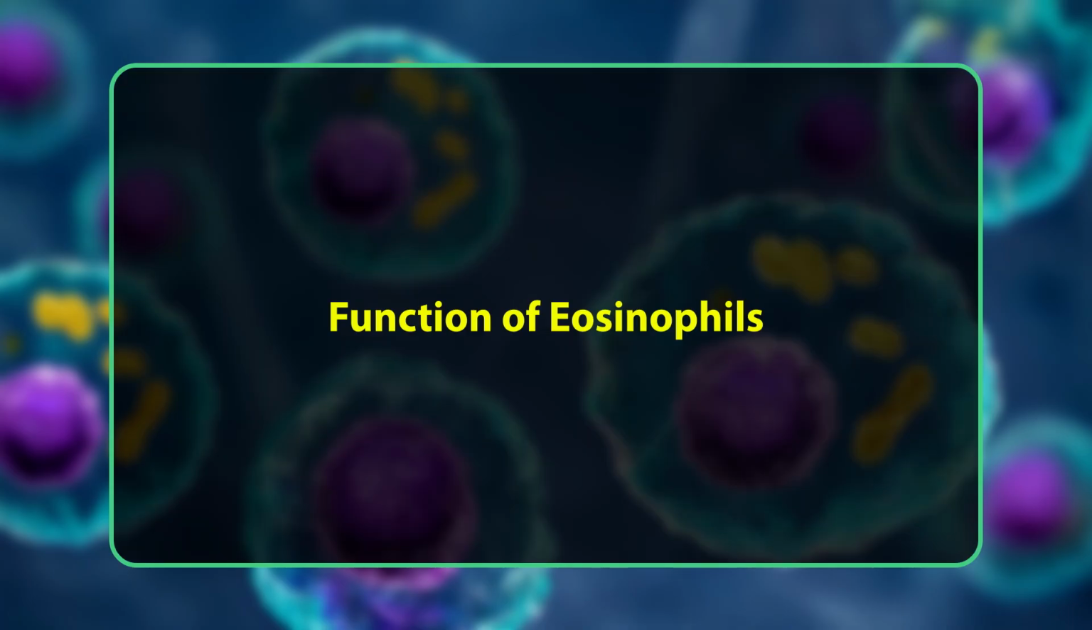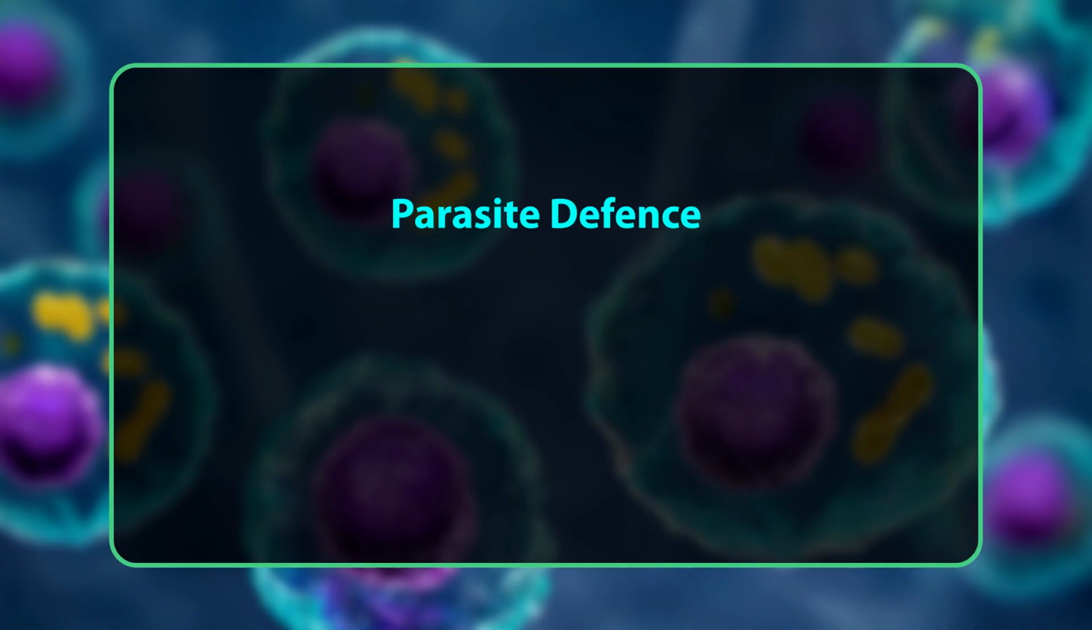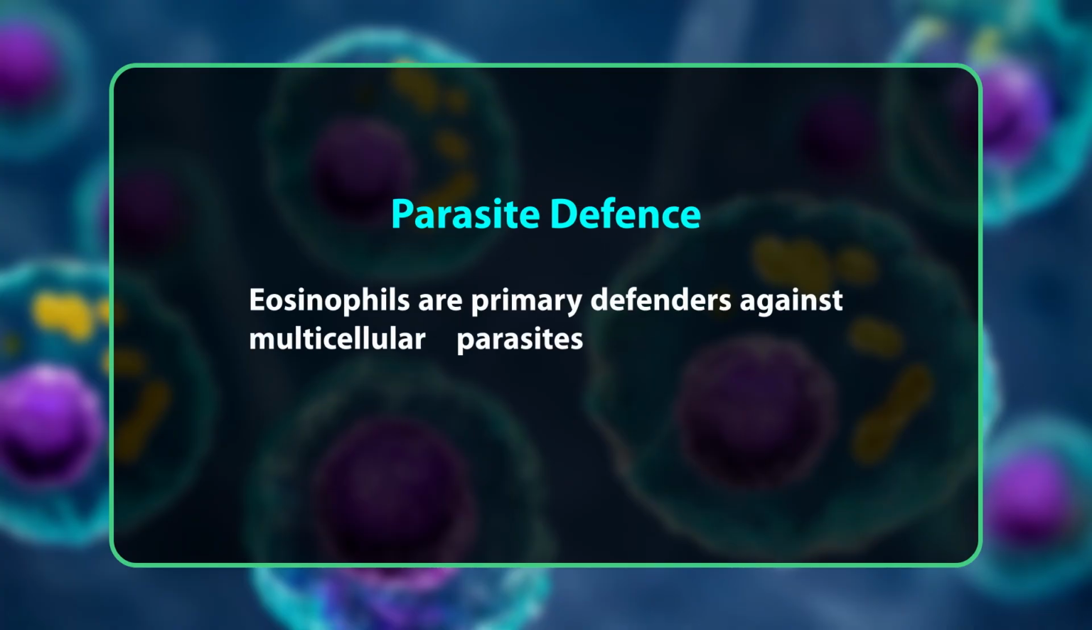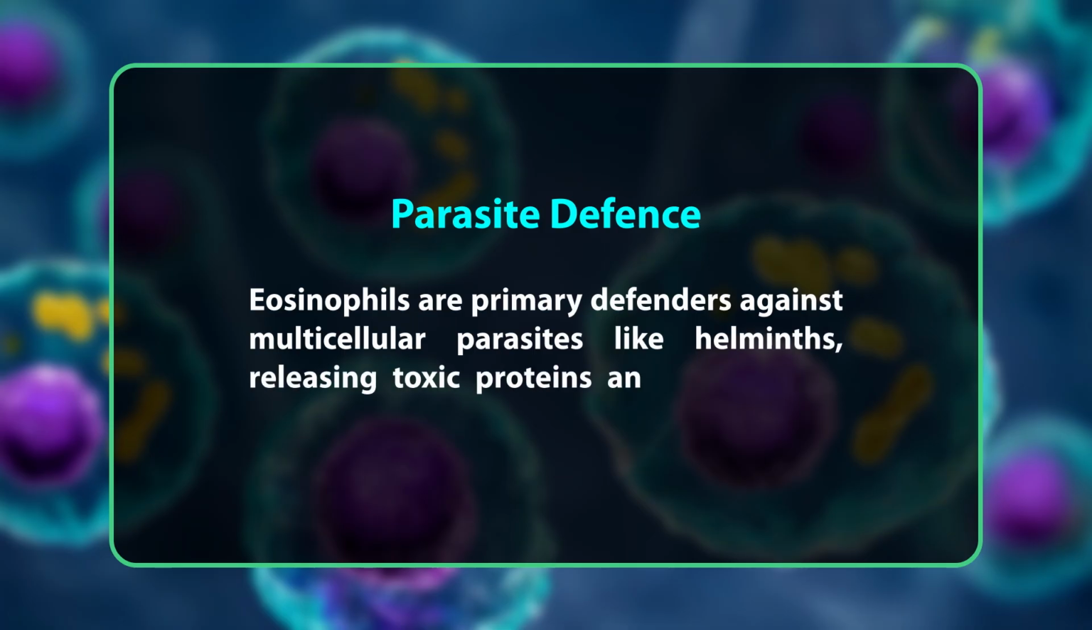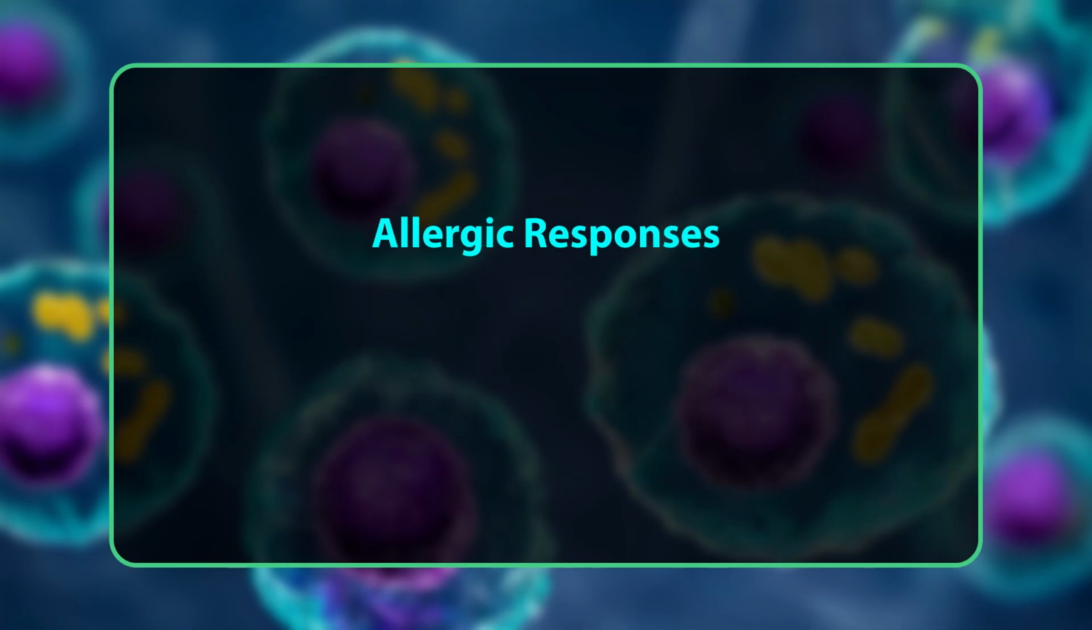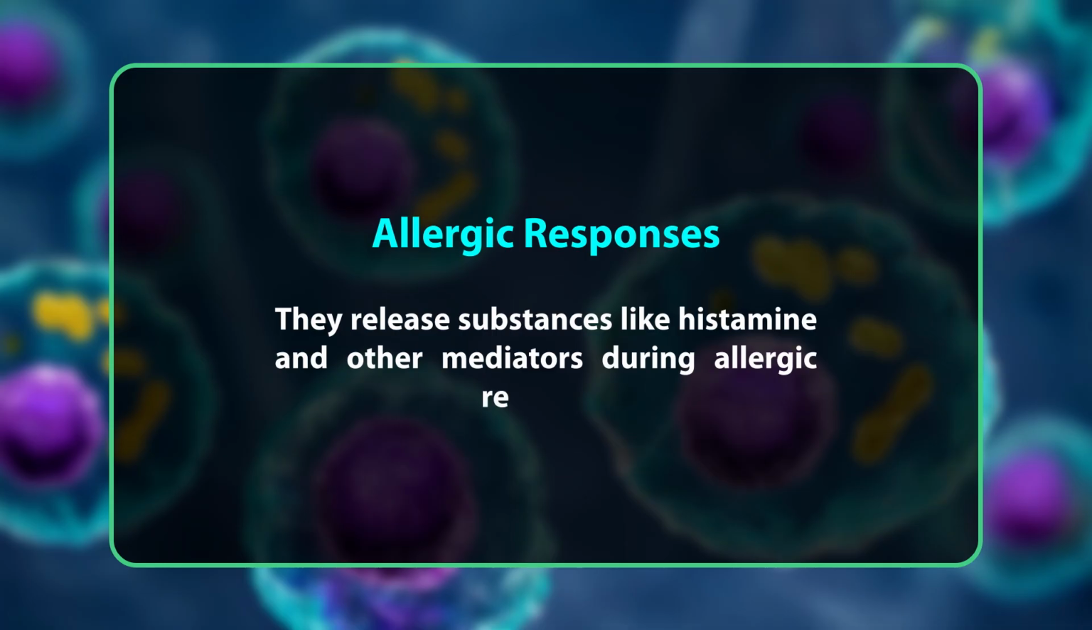Now, function of eosinophils. First is parasitic defense. Eosinophils are primary defenders against multicellular parasites like helminths, releasing toxic proteins and enzymes to kill or immobilize them. Allergic response. They release substances like histamine and other mediators during allergic reactions.